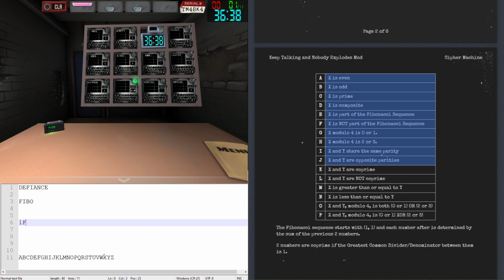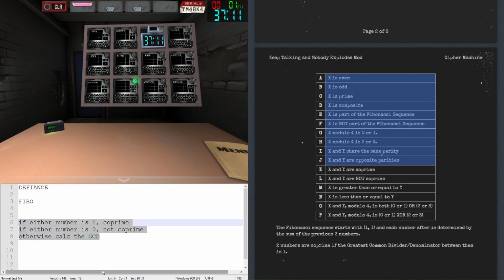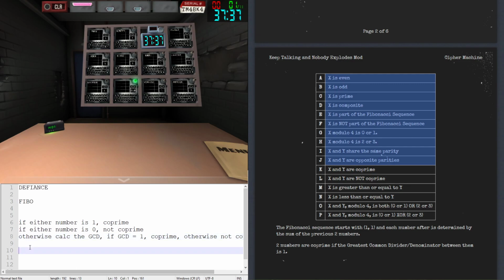So it looks like this. If either number is 1, it is coprime. If either number is 0, they are not coprime. Otherwise, calculate the GCD between the two numbers, and from there you can check if it's coprime or not. If the GCD equals 1, then it's coprime. Otherwise, not coprime. But that's basically what this amounts to.